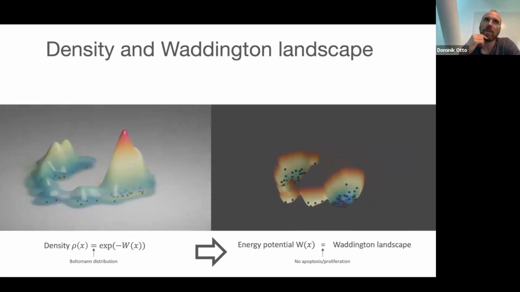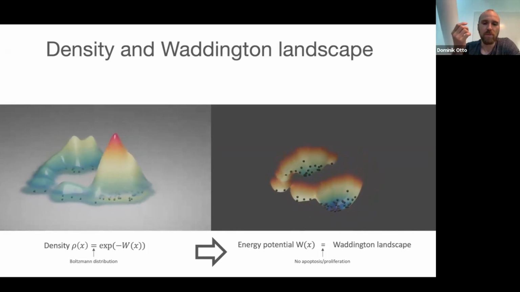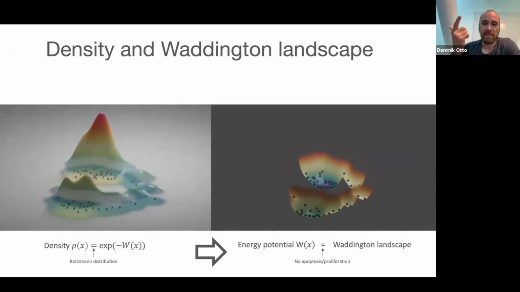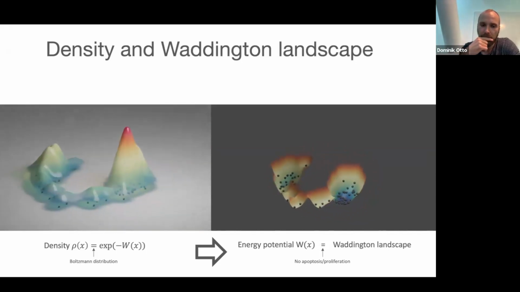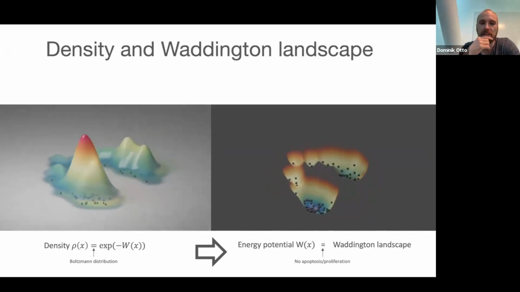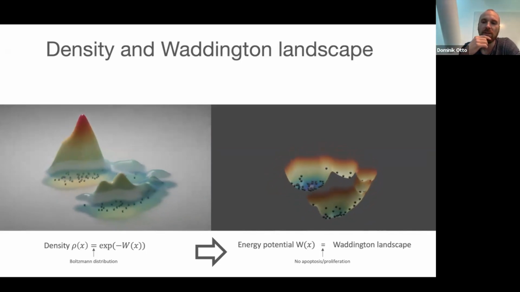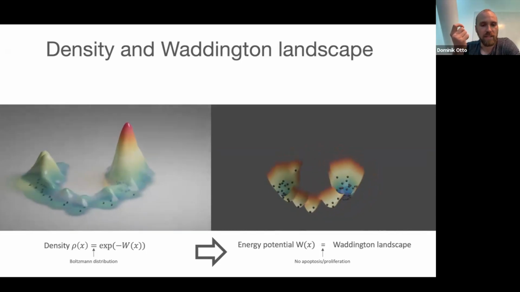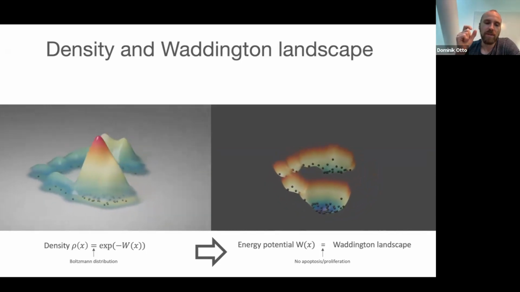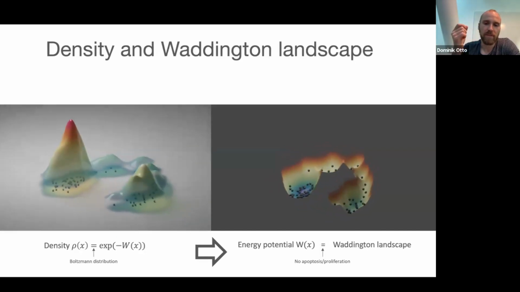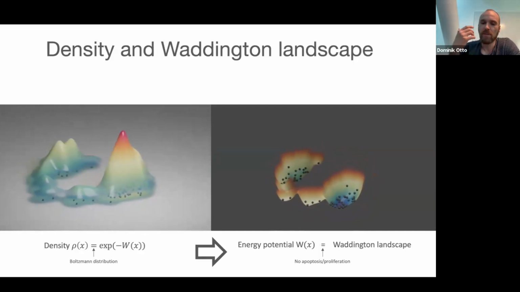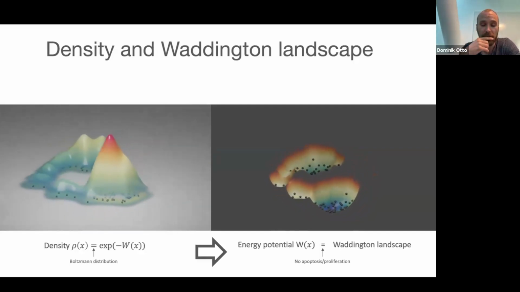Of course, we know that the Boltzmann distribution doesn't include any form of proliferation or apoptosis of the states that are being included there. And this, of course, plays a role in cell differentiation systems. So there is no direct one-to-one link here between the density and the Waddington landscape, but at least on a very local scale, where the proliferation or apoptosis rates are approximately constant, there is an association that might be useful if somebody wants to look at the Waddington landscape more directly.